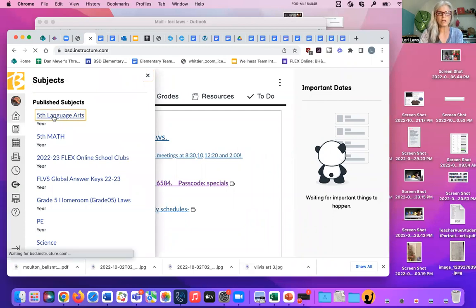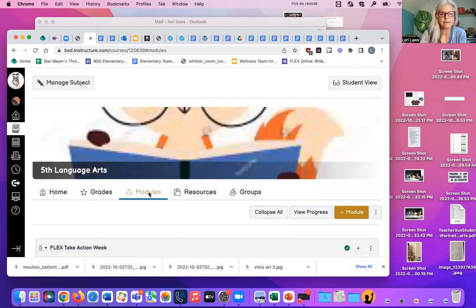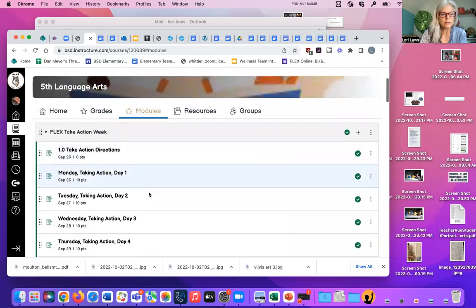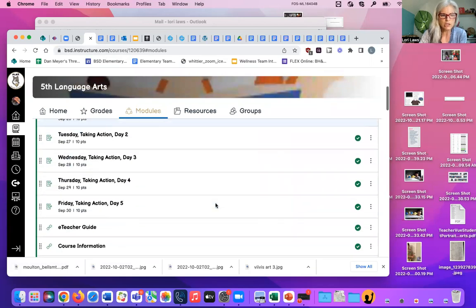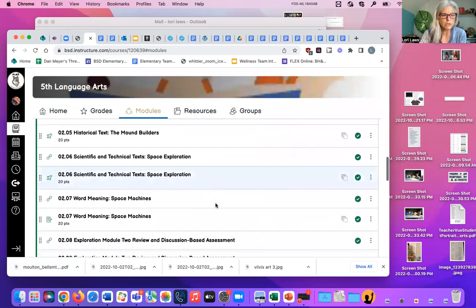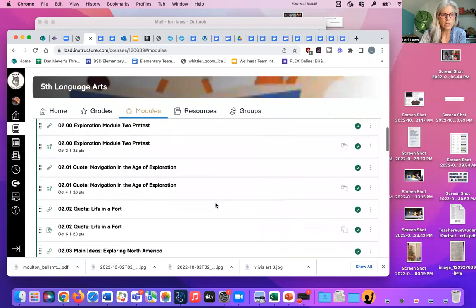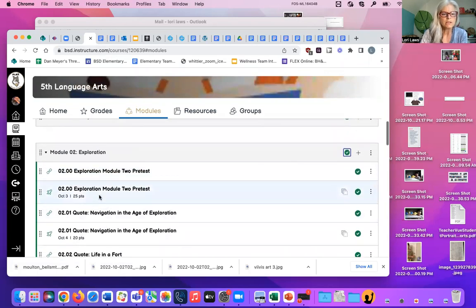Taking a look at the language arts unit this morning, which I'm going to be going through this morning, but if you miss class, I want you to see it. You're going to click into the modules. You're going to go down through. In fact, I'm going to disconnect Take Action Week, so you shouldn't probably even see that. Disconnected Module 2. Oh, here we go. We've got to liven up Module 2. What am I talking about? Turning on Module 2. So here's our Exploration Module 2 pretest.